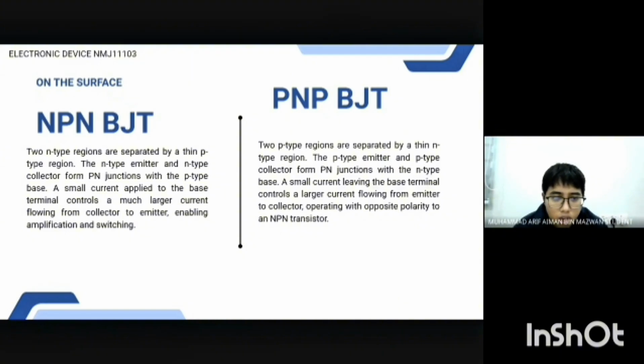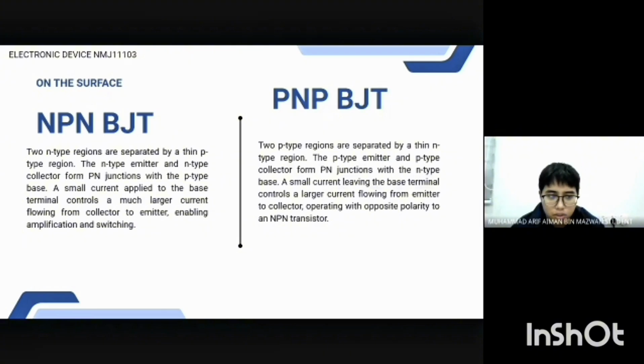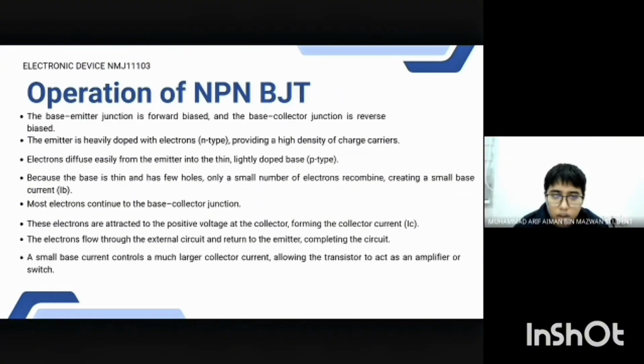A small current applied to the base terminal controls a much larger current flowing from the collector to the emitter, causing amplification, making it able to do amplification and also switching. Right? This is for the NPN BJT and also the PNP BJT. From what we see here, it is an operation of NPN BJT.